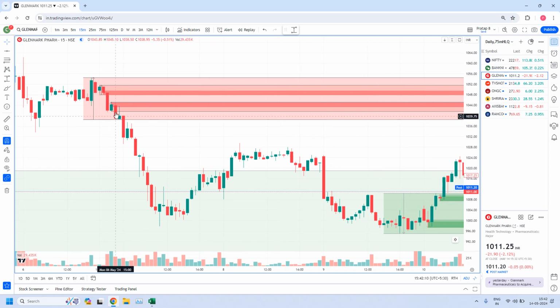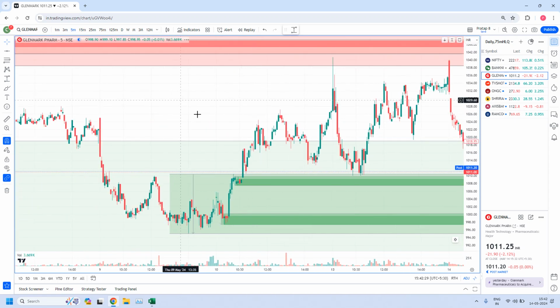So these are the 2 15 minute zones. You may feel there is one more 15 minute zone also. Actually it is valid from 15 minutes point of view, drop base drop. And in demand zone we have 2 15 minutes fine-tuned demand zones. Now let me get into the 5 minutes time frame.